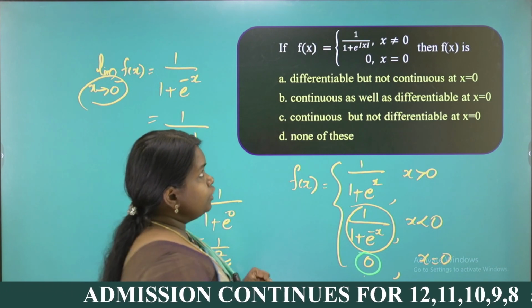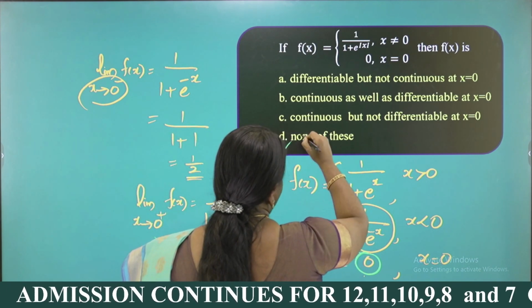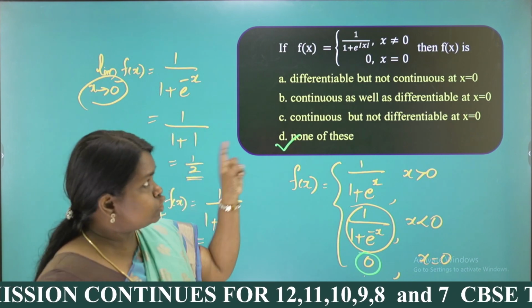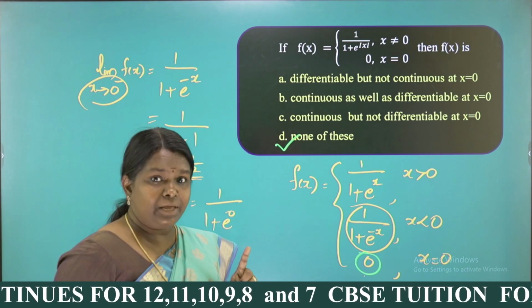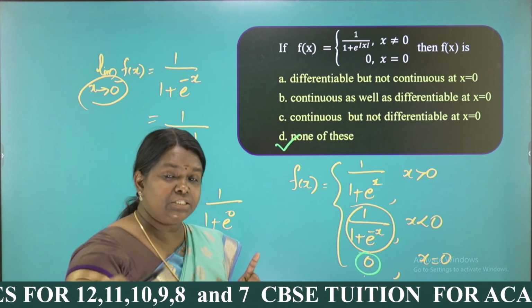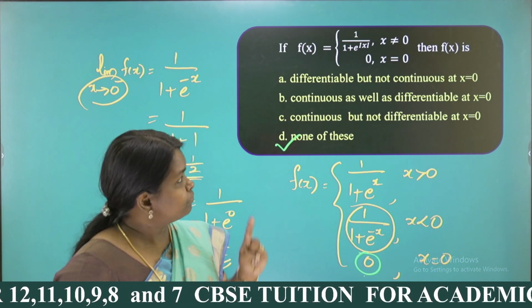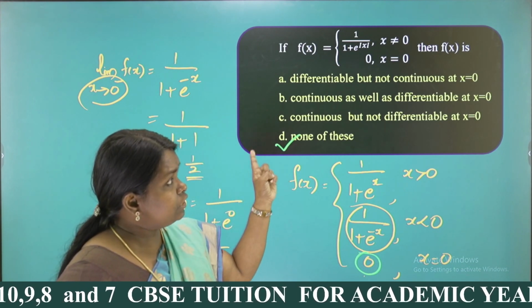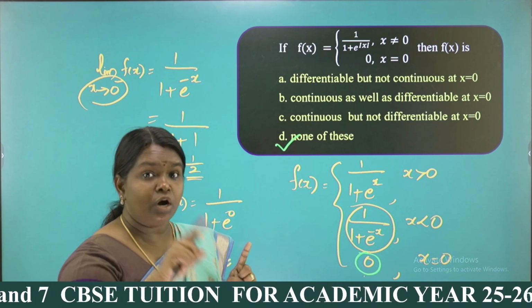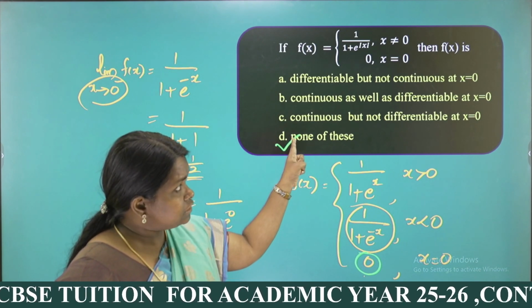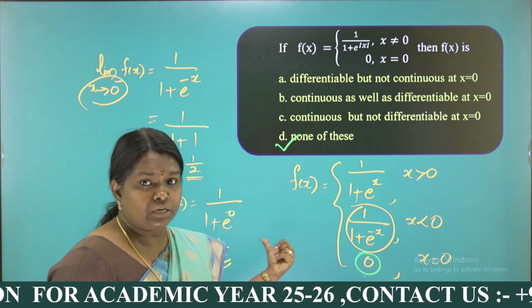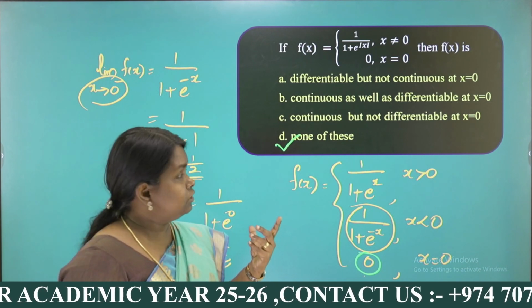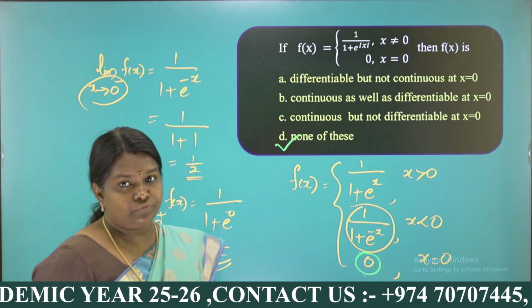So that kind of option is not here. You can write none of these. The first option is differentiable but not continuous at x equal to 0, that will never happen, right? You know, if a function is differentiable, of course it will be continuous. The second option is continuous as well as differentiable. No, it is not continuous. Continuous but not differentiable? This is not continuous. So I don't need to check the differentiability. So the answer is none of these.